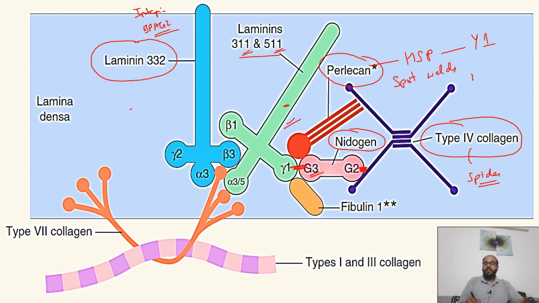And this arrangement of molecules like laminin 322, other laminins, perlecan, nidogen, fibulin, collagen, this is present throughout the lamina densa. Okay, all over the lamina densa in a 3D format.